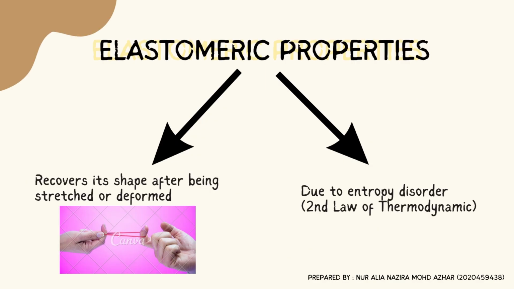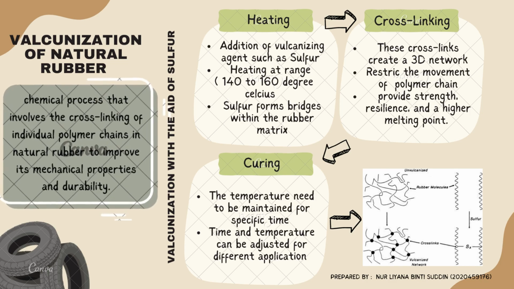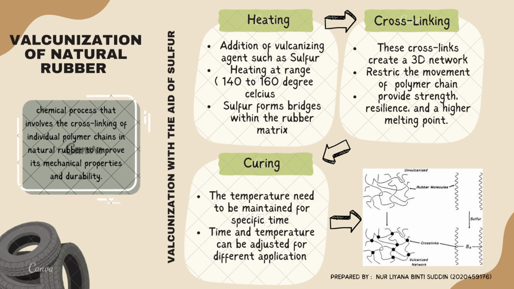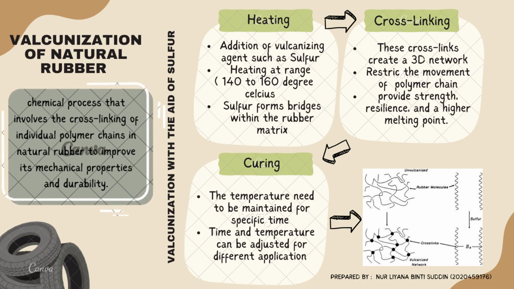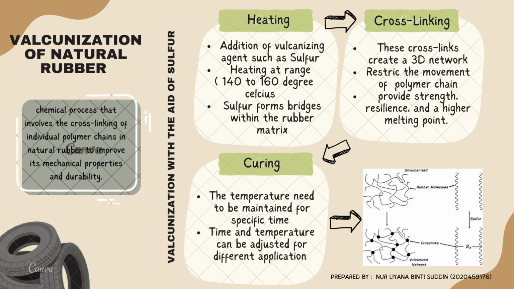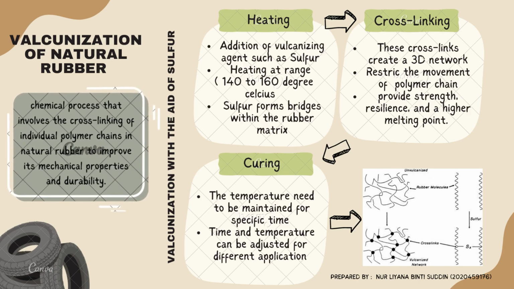Natural rubber exhibits outstanding elastomeric properties, allowing it to recover its original shape even after being stretched or deformed, a phenomenon attributed to the principle of entropy, or disorder, governed by the second law of thermodynamics. Vulcanization is a chemical process that enhances natural rubber by cross-linking individual polymer chains, resulting in improved mechanical properties and increased durability. This advancement has significantly broadened the application of natural rubber, such as tires.